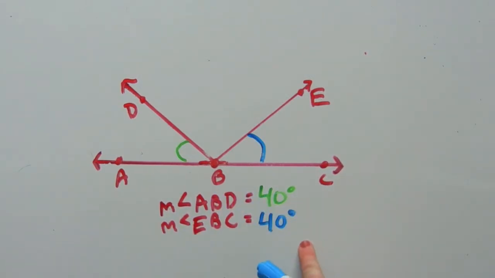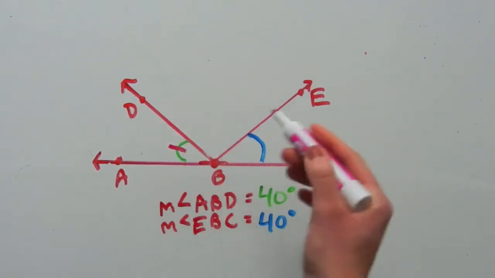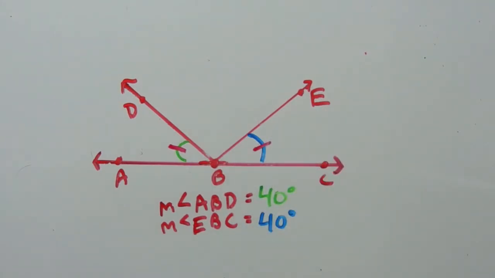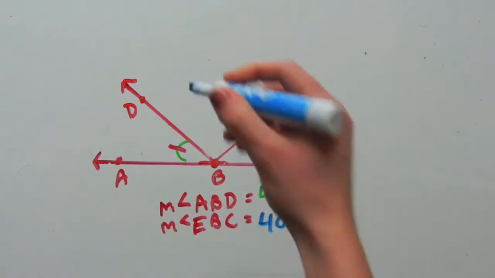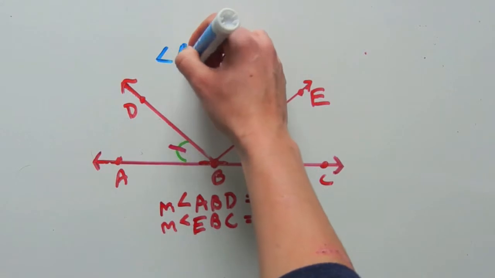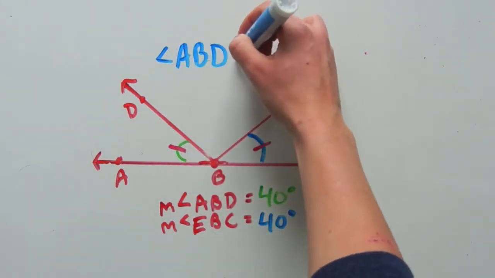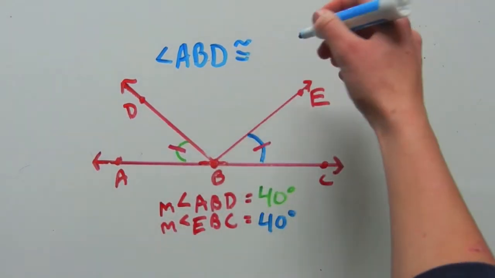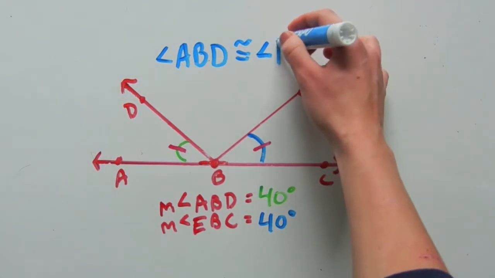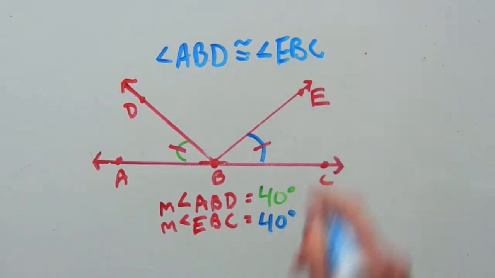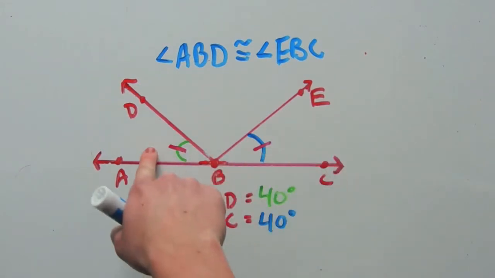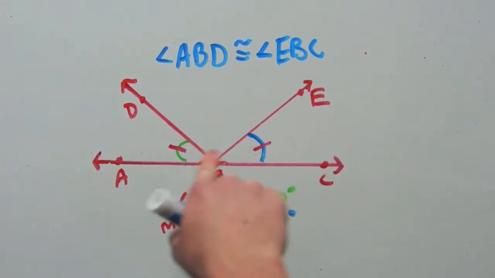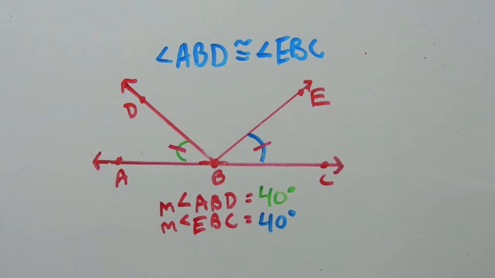40 degrees is equivalent to 40 degrees, therefore the angle ABD is congruent to the angle EBC. We use the same symbol, and we say angle ABD is congruent to, same congruent symbol as for a line segment, angle EBC. And just like you can use a tick mark to show that lines are congruent, you can also put a tick mark to show that the angles are congruent.